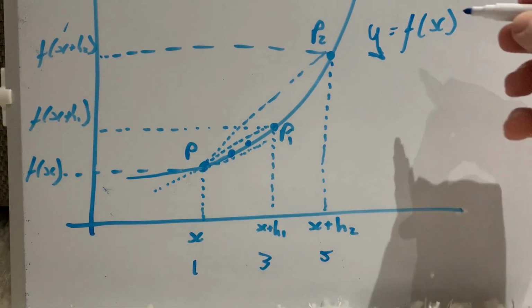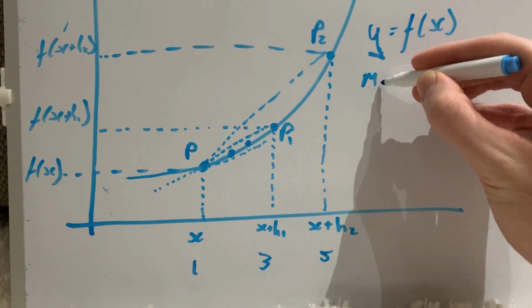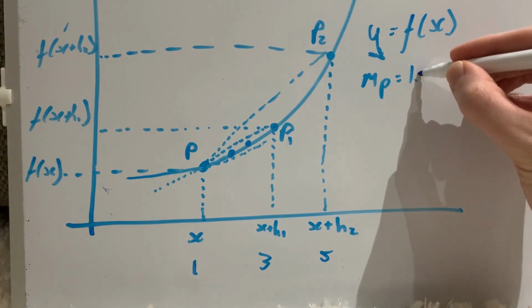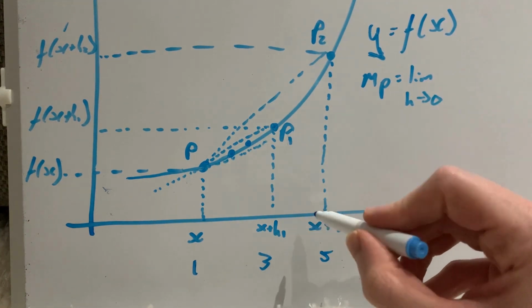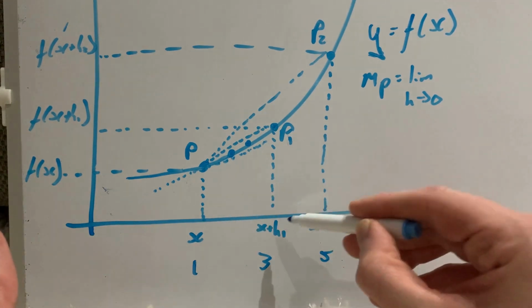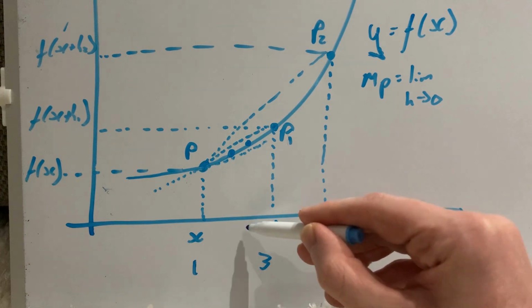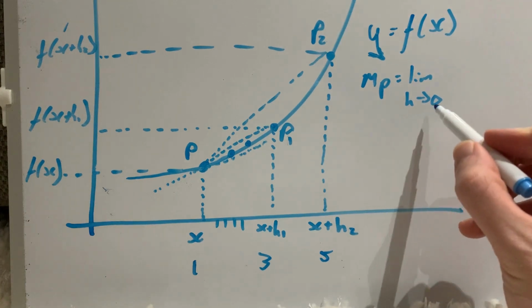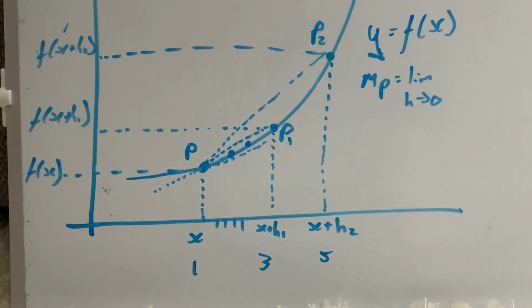And so all we're going to do is say the gradient at P, we'll say MP, equals the limit as h tends to 0. And all that means is we're demonstrating that we're getting closer and closer. We've got h2 here, h1 here. We're going to get closer and closer and closer. That's all the limit as h tends to 0 means.